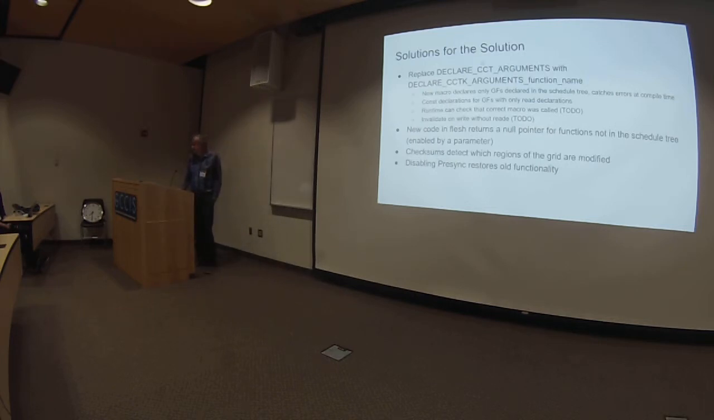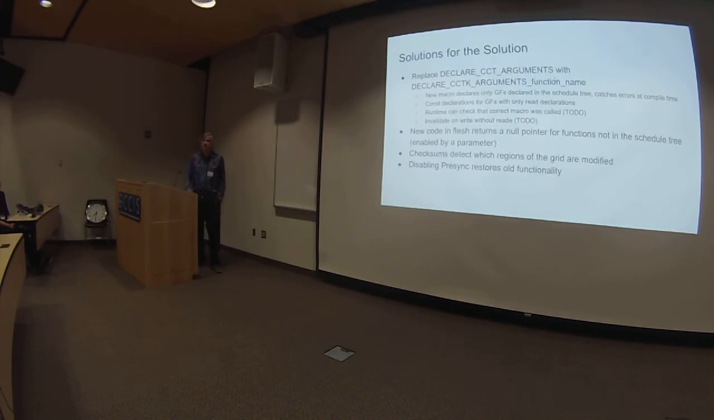So instead of saying declare CCTK arguments and getting read-write access to all the grid functions, we use this macro, and it only gives you access to the grid functions that you declare. And if you declare those functions as read, then it gives you read-only access. It makes a constant array if you're using C++ or C, modern C.